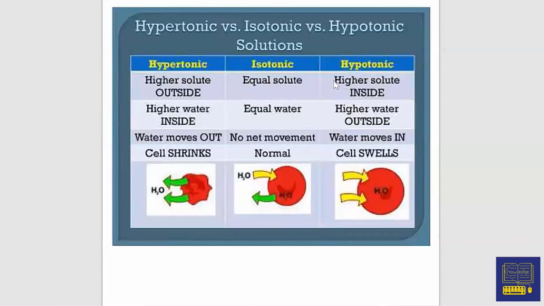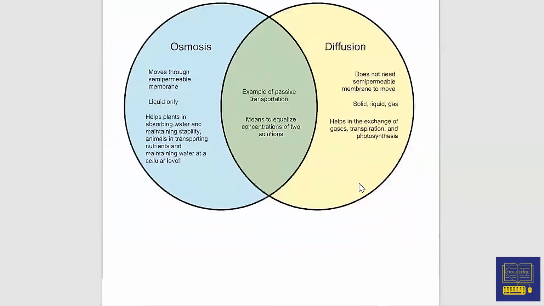Now let's talk about hypotonic. Hypotonic is where you can see a higher amount of solute inside and higher water outside. The water moves in and the cell swells up.